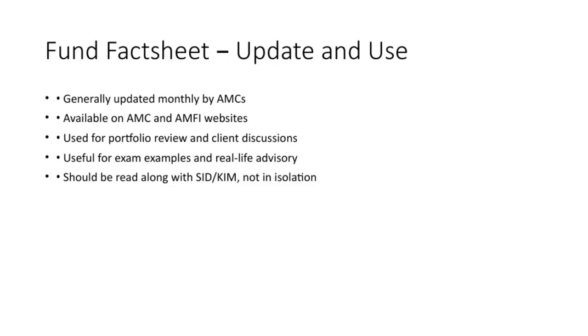Let's talk about the fund fact sheet and how it fits into our overall process. Generally, these fact sheets are updated monthly by asset management companies, or AMCs. This means they provide the most recent snapshot of a fund's performance, holdings, and other key details. You'll find these fact sheets readily available on both the AMC's website and the AMFI website. Having quick access to these resources makes it easier to stay informed and up to date.